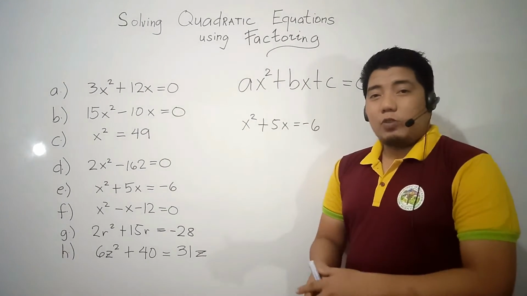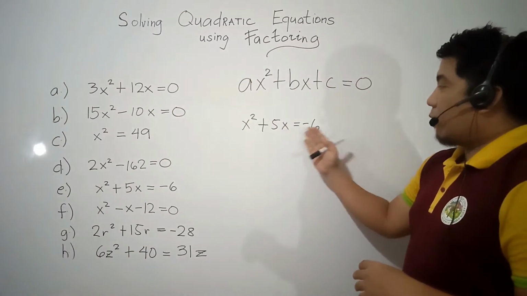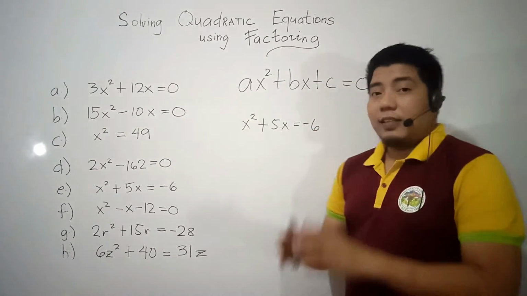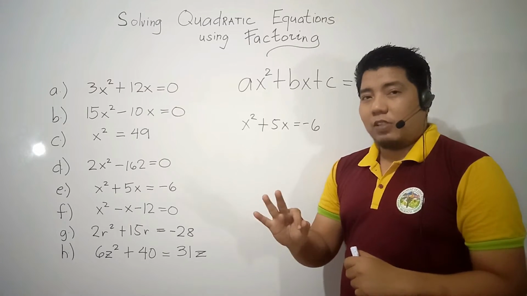So now we are down to our fifth example. We have here x squared plus 5x is equal to negative 6. As you can see, the three terms are complete. The quadratic term, the linear term, and the constant term.